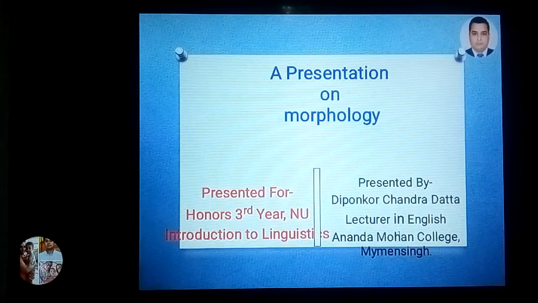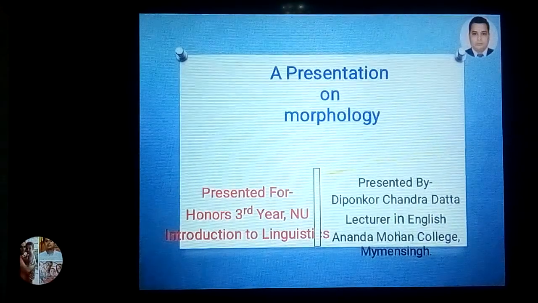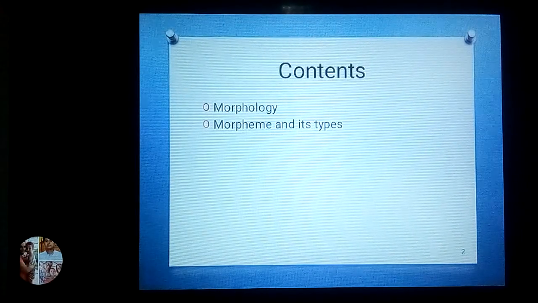And today's presentation is on morphology in linguistics. Some topics are to be discussed: what is meant by morphology, what is morpheme, and its different types.